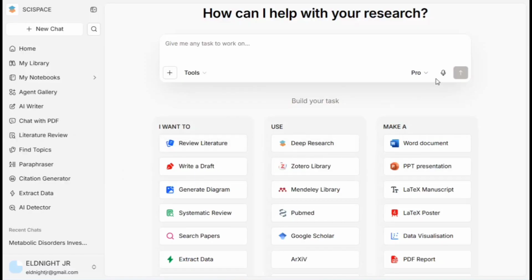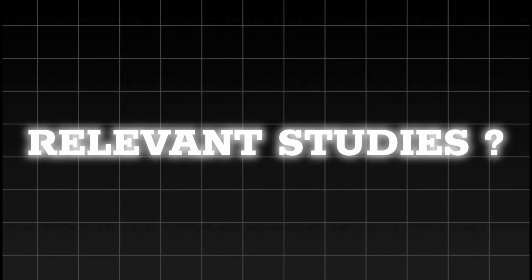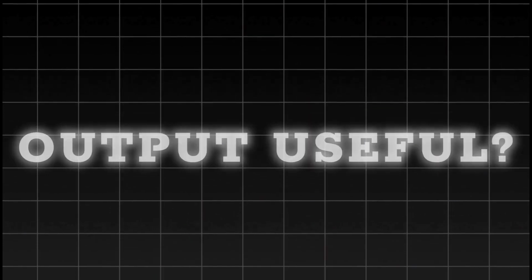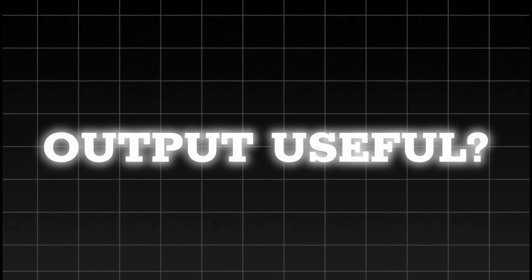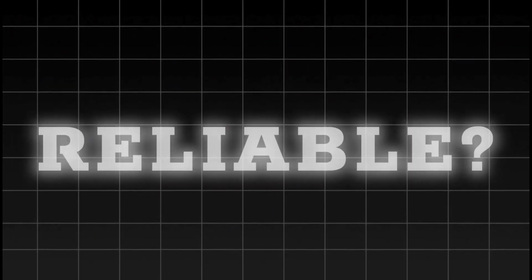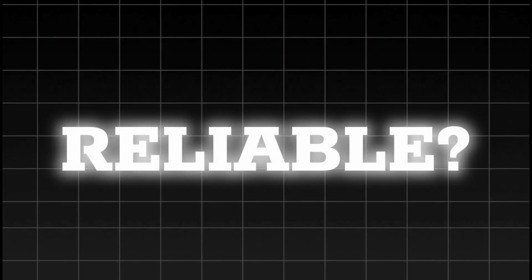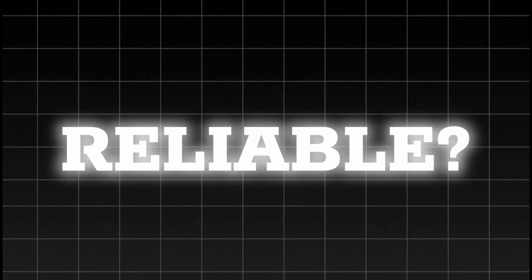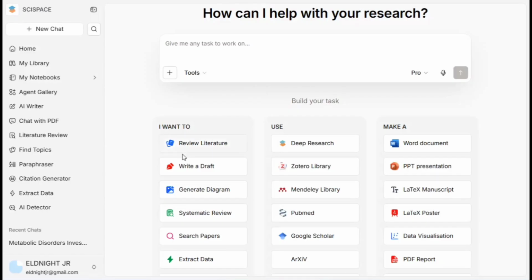If you're not familiar with it, SciSpace is an AI research platform built for researchers and academics. Today, I'll be testing its SciSpace Agent and SLR Agent to see whether they can genuinely make the literature review process faster and more practical. Can it find relevant studies? Can it actually save time? Are the outputs useful enough to support academic research? And most importantly, is this something I would genuinely trust and use in my own research workflow? So let's get into the video.